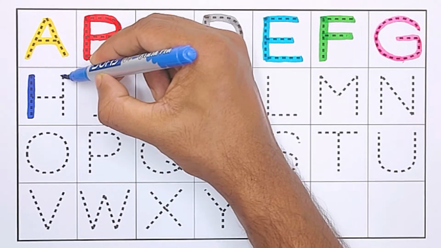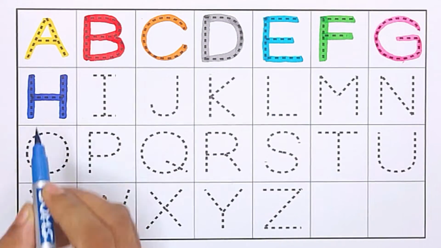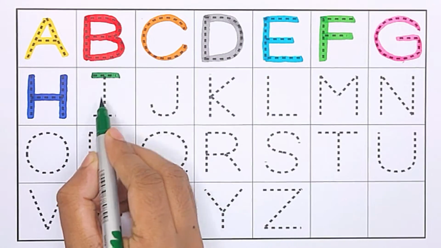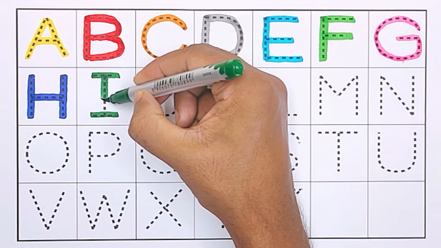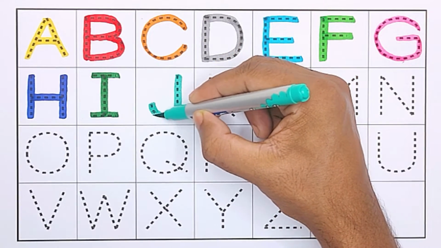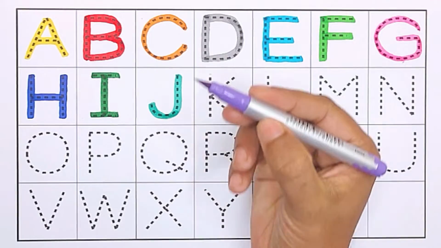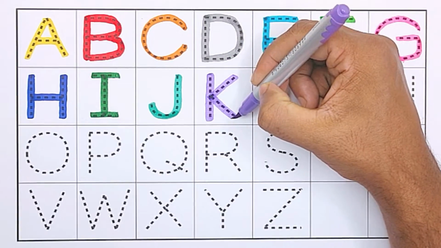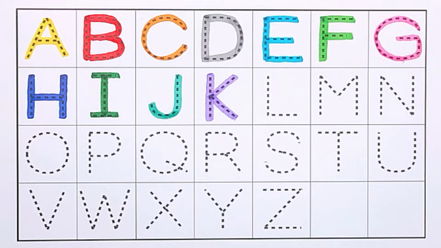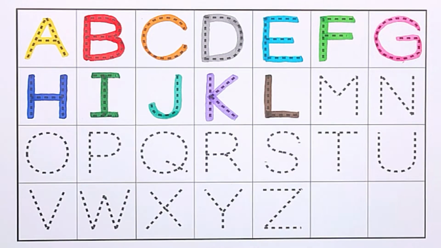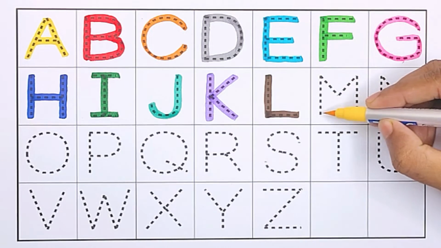H for house. Green color. I for ice cream. See green color. J for juice. Purple color. K for kite. Brown color. L for lemon. Yellow color.